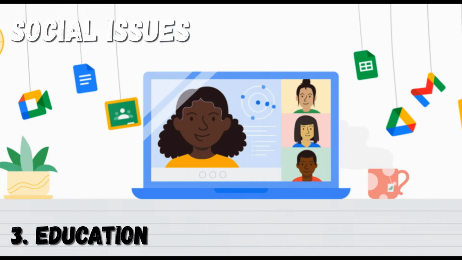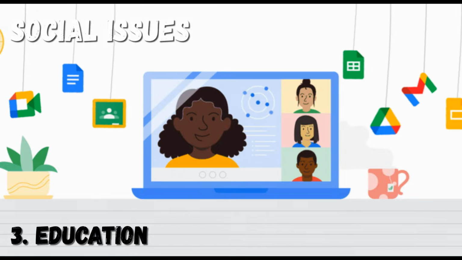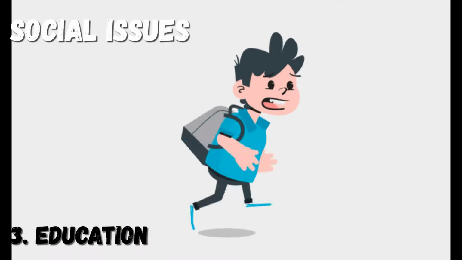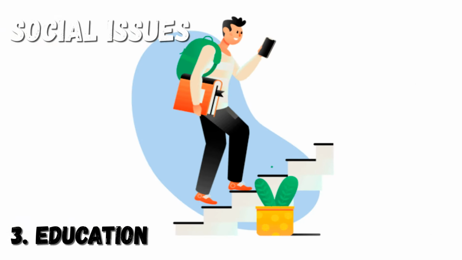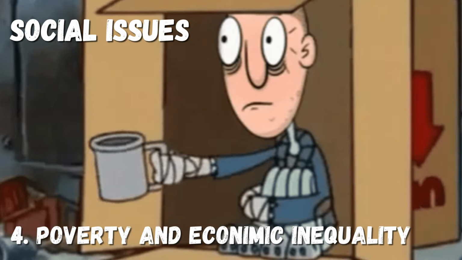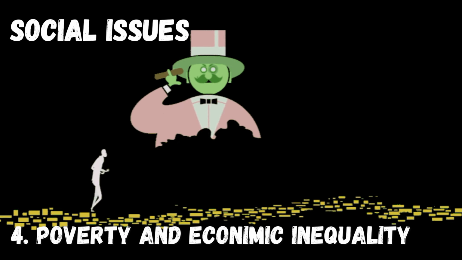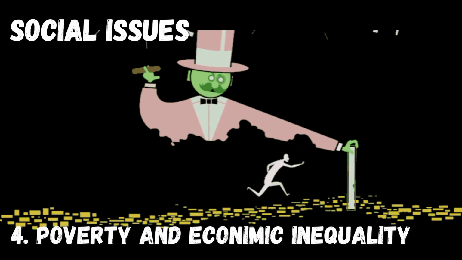Next we have education. Access to quality education, educational inequality, and issues within the education system can affect individuals and communities. This includes disparities in educational opportunities based on socioeconomic status or geographic location. We also have poverty and economic inequality. Poverty is a pervasive social issue, and economic inequality can lead to disparities in living standards, opportunities, and access to resources.